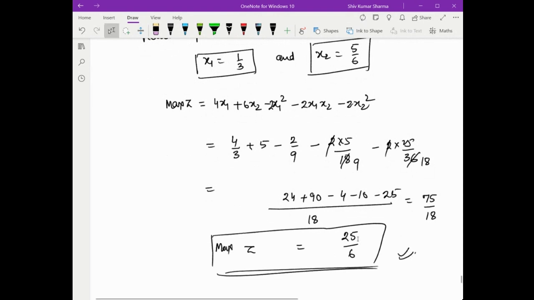So dear students, in quadratic programming problem, if you have any problem, then you can ask me. Mansi, Meenakshi, Shifali, Vibha.